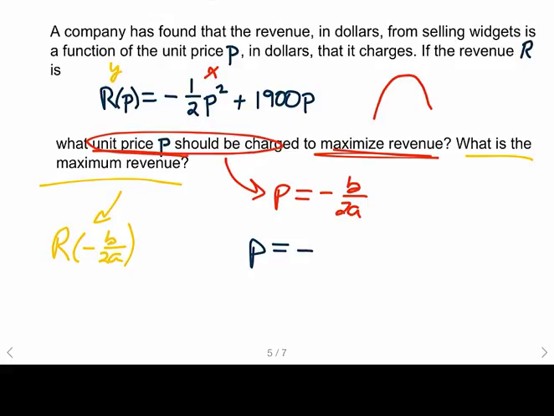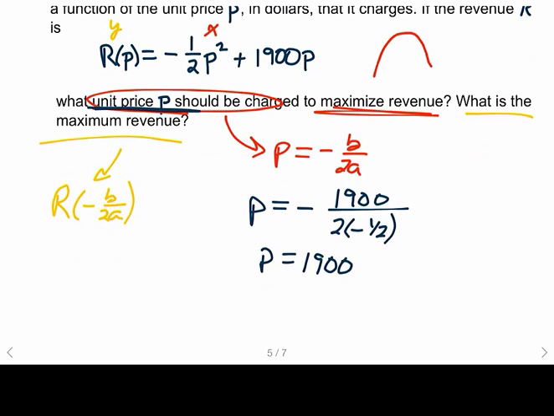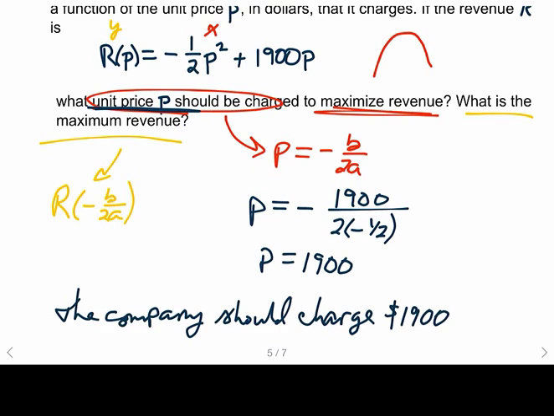our negative b over 2a is negative 1900 over 2 times negative 1/2. That simplifies to P is 1900. Now remember what P was. P is a unit price. Therefore, this company should charge $1,900.